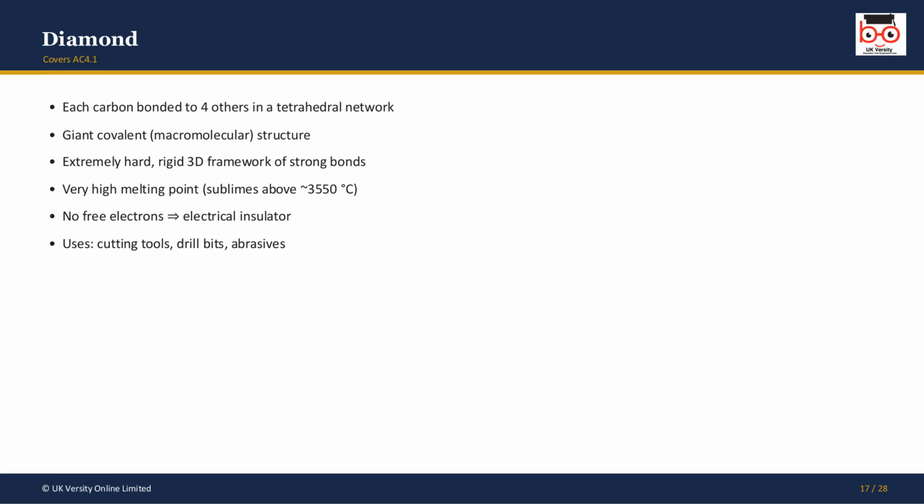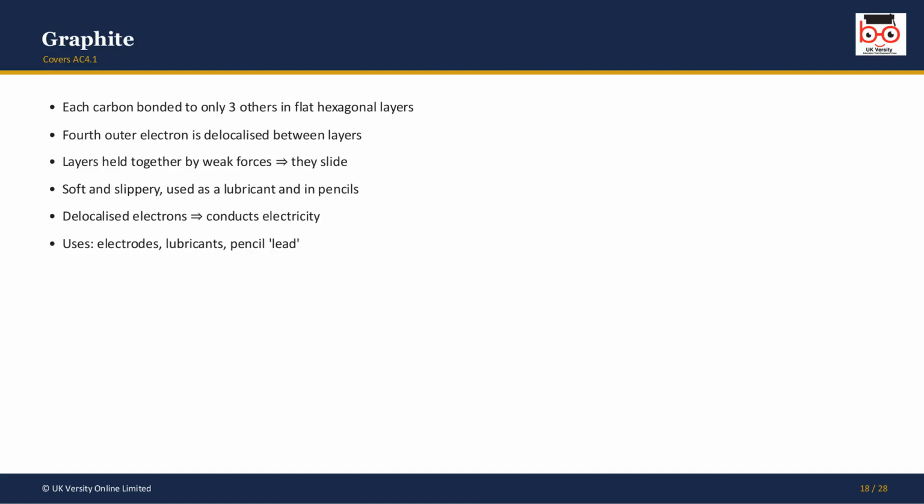cutting tools, drill bits, and abrasives. Graphite is pure carbon too, but arranged quite differently. Here, each carbon is bonded to only 3 others, forming flat hexagonal layers, which leaves a 4th outer electron per atom delocalized between the layers. The layers themselves are held together only by weak forces, so they slide over each other easily, making graphite soft and slippery, useful as a lubricant and as pencil lead. And those delocalized electrons mean graphite conducts electricity, which is why it's used for electrodes.